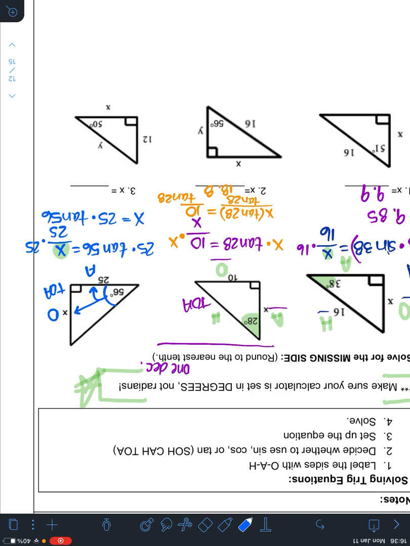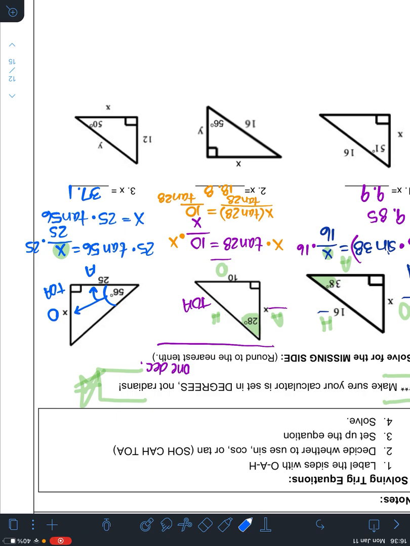Now, you don't have to write that step out. As you get better and better, you won't need to, but you might at least put it in your notes so that you've got it to see what to do. So then you can just type it all in at one time, 25 tangent of 56, and round to the nearest tenth, you should get 37.1.